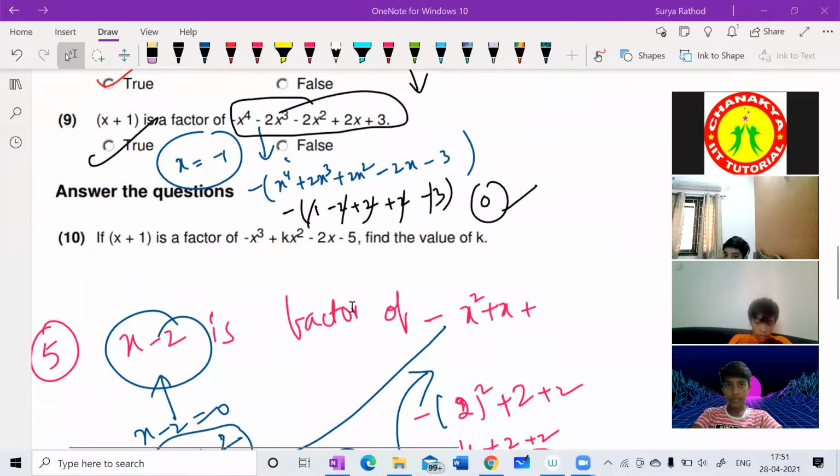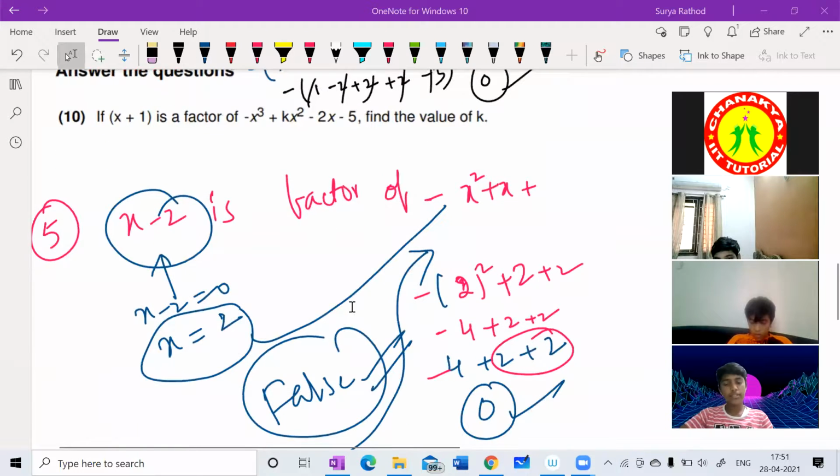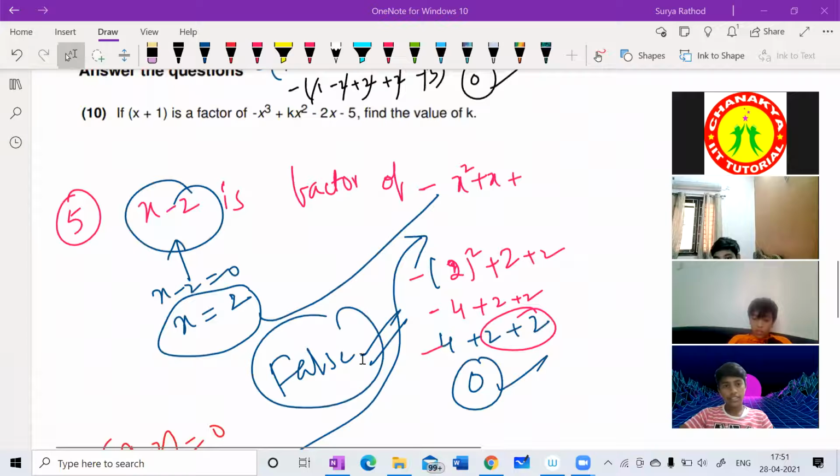Now look at this 10th question. Everyone give me the right answer. X plus 1 is a factor of this particular polynomial. Then find the value of k. Kavya has given, Arush has given, Aditya has given. Aditya, how did you get that answer?